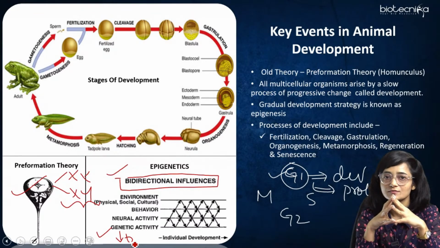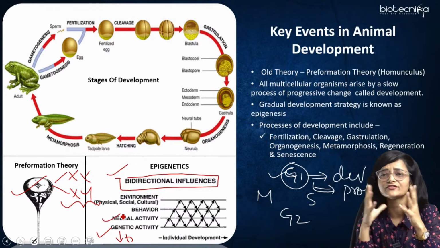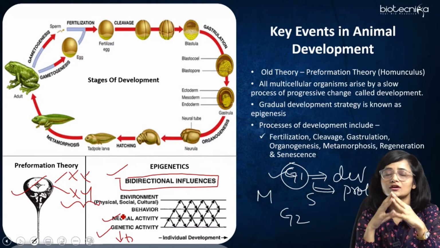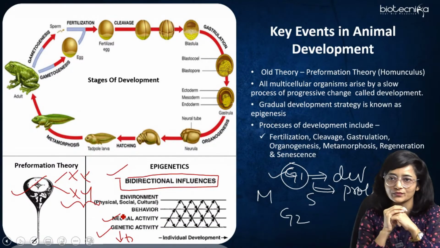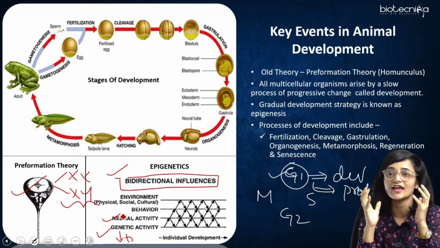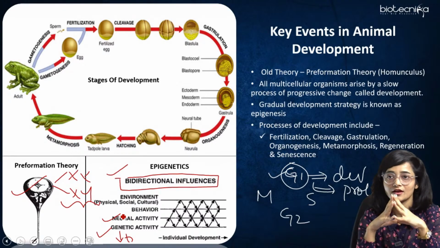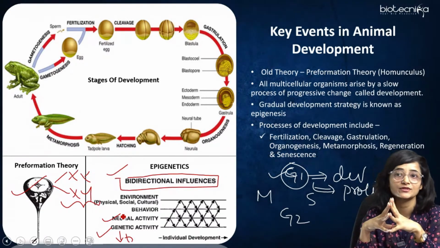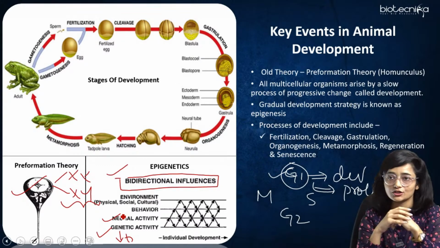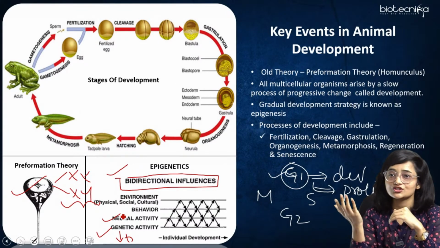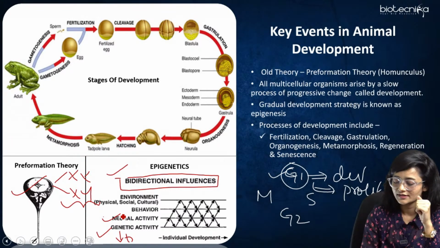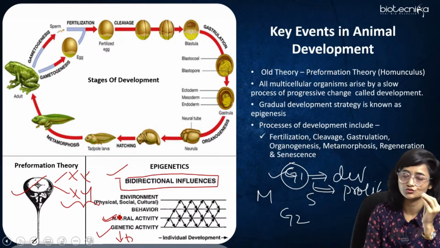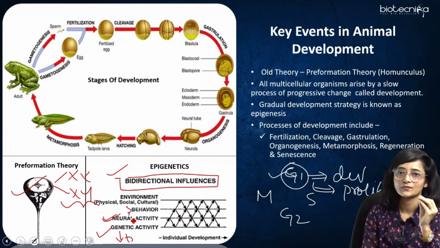Then comes the neural activity. If you consider twins, they are identical to each other from head to toe, right? But still they have behavioral differences. One person behaves differently and the other behaves differently, even if they look very similar, and on that basis you can differentiate between the two twins. So even if two people are the same, the neural activity is different in them, and the behavior is different.